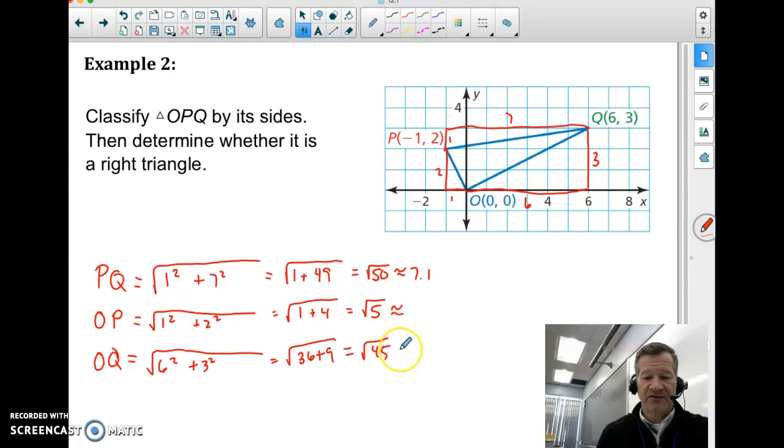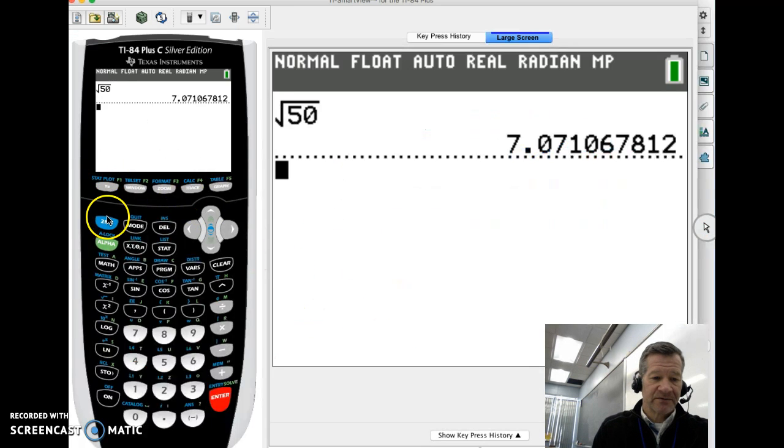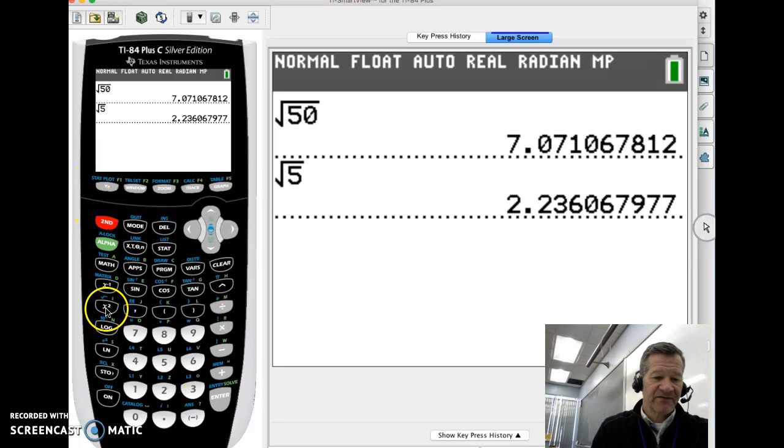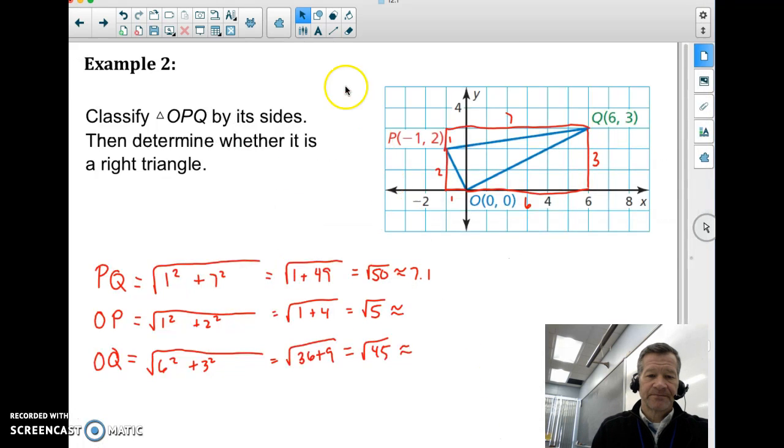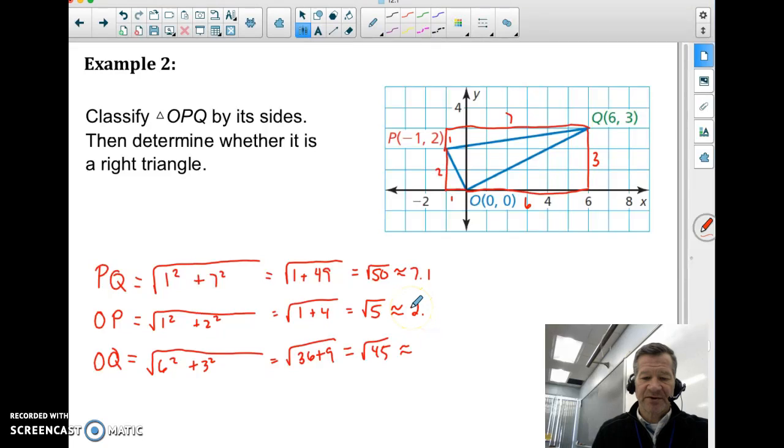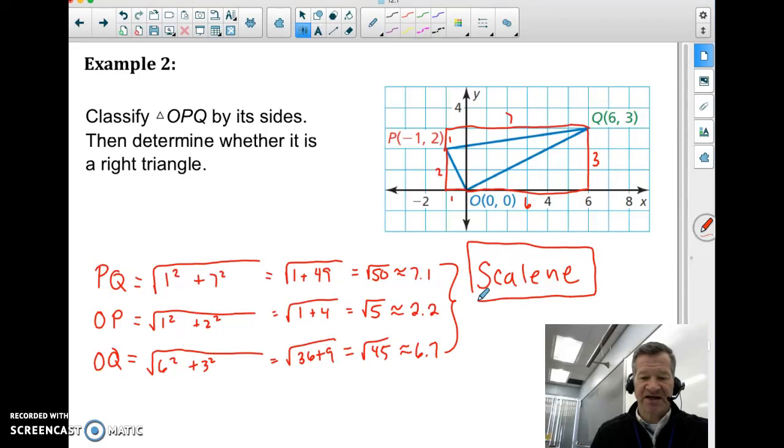So now let's go over to our calculator and estimate those distances. I'll turn off my marker here, otherwise it'll write on my calculator screen. So the square root of 5 and the square root of 45. So 2.2 and 6.7. Let's write that down. That's about 2.2, and that's about 6.7. So we can definitely see that those are all different, and this is definitely a scalene triangle. So classifying it by its sides, this triangle is scalene.